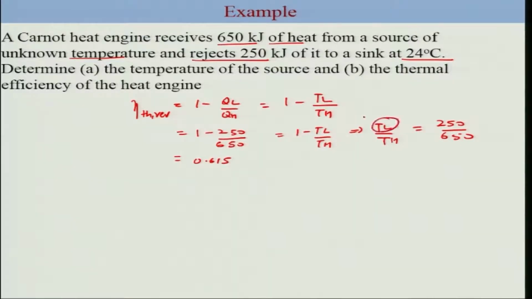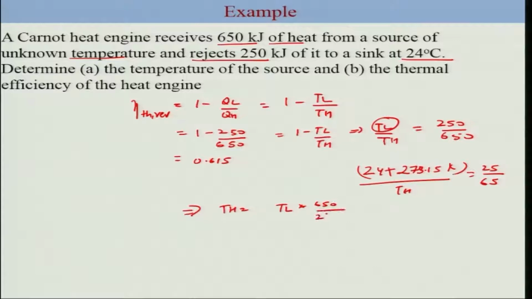Now this TL has to be in absolute terms, so this should be your 24 plus 273.15 Kelvin, and TL is 25 by 65. So you can calculate your TH as TL into 650 by 250, or in other words this would come out to be in Kelvin. So this is a simple exercise which makes use of the definition of thermal efficiency of a Carnot heat engine, where we have replaced 1 minus QL by QH with 1 minus TL by TH.